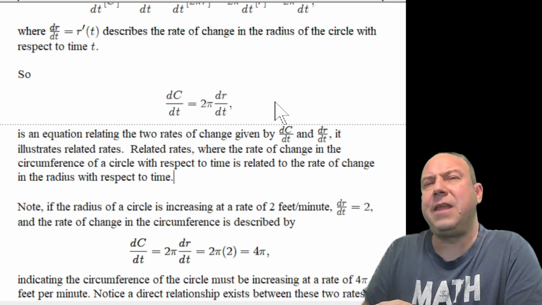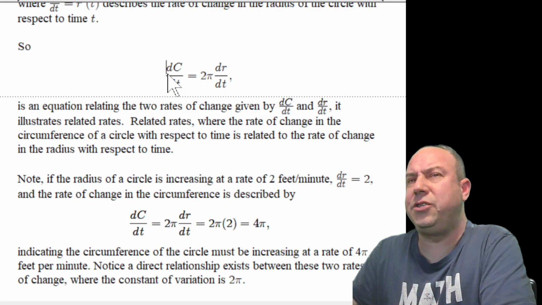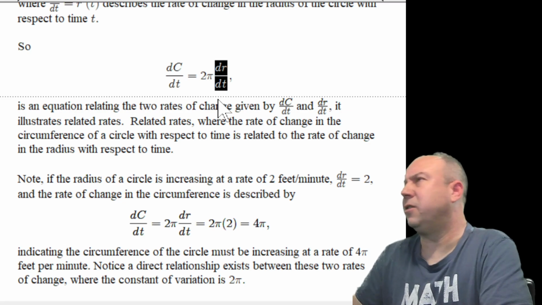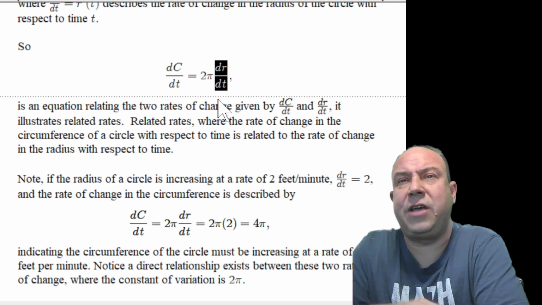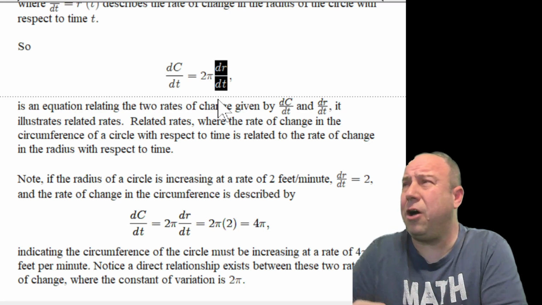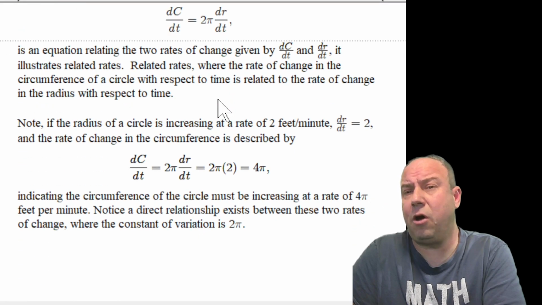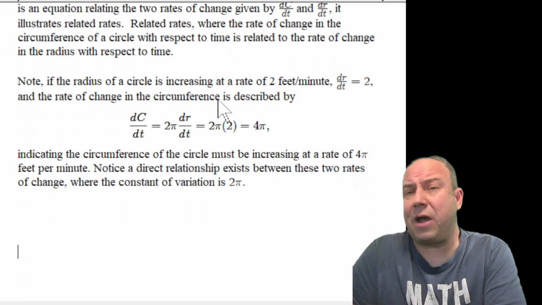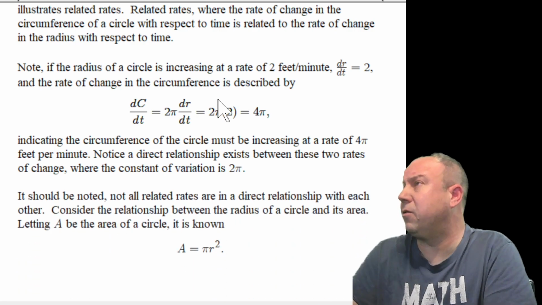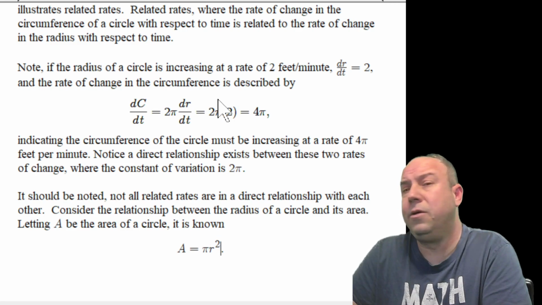Now, you'll notice this implies a direct relationship between these two rates in this particular case, a direct relationship where our constant of variation is 2 pi. That's not always the case; the relationship doesn't always exist in a direct manner. Let's consider another case involving a circle, and let's consider the area of a circle.